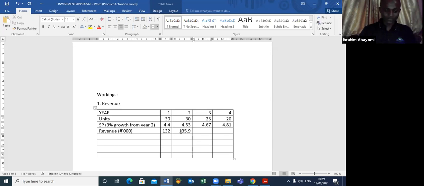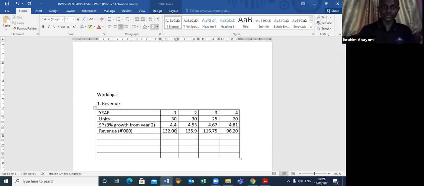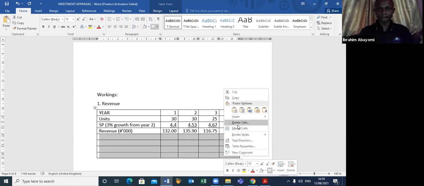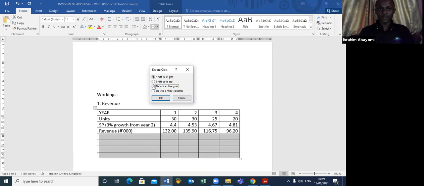25 times 4.67 will be 116.75. And the last one is 20 times 4.81, and that gives us 96.20. Let me put that as 96.20 to make it the same. These are the revenues. Let me remove all this, I don't need them. Delete the entire row.